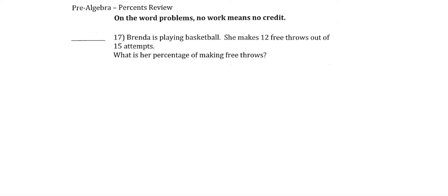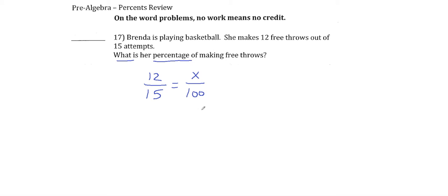Number 17. Brenda is playing basketball. She makes 12 free throws out of 15 attempts. What is her percentage of making free throws? This one is pretty straightforward. We've got a fraction, 12 free throws that she made out of 15 total attempts, and we want to know what is her percentage. So that would be x over 100.